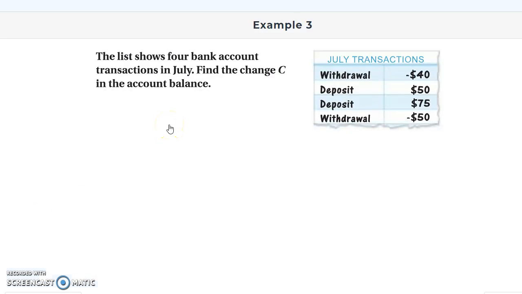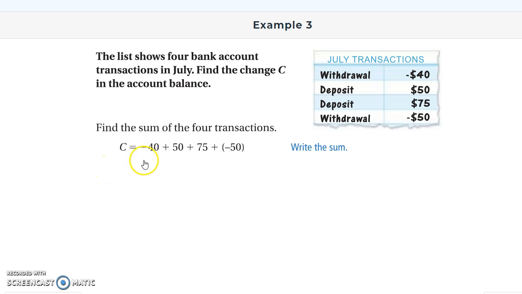We have a bank account, and we're going to find the change, C, in the account balance. So we have to list all of our transactions, and we're going to find the sum of them. So our change is -40 plus 50 plus 75 plus -50. The next thing we can do is combine the terms that have the same sign. So we're going to have a -40 and a -50, and then a 50 plus a 75. Okay?